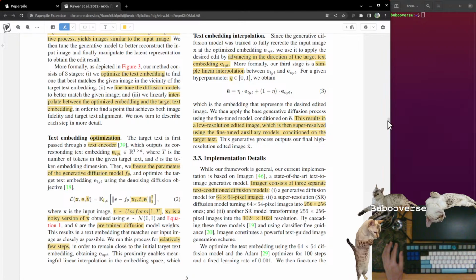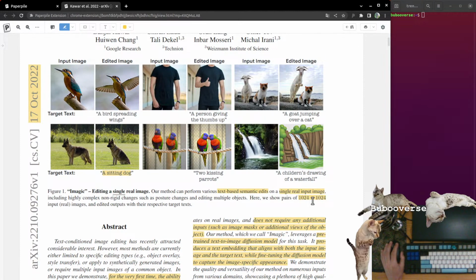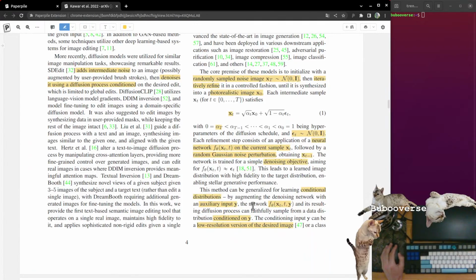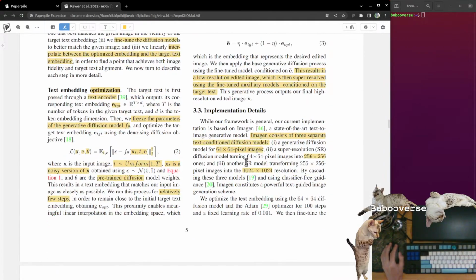Yeah, so we immediately recognize at the beginning here that 1024 by 1024 is huge, right? And the actual generation of this is not happening at 1024 by 1024. It's happening at 64 by 64, right? And then they're running this through two different super resolution models to get it to the 1024 by 1024.